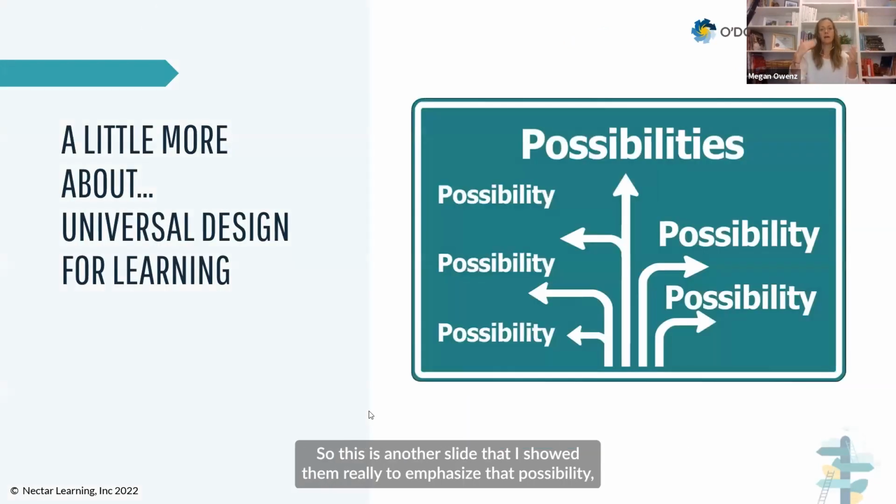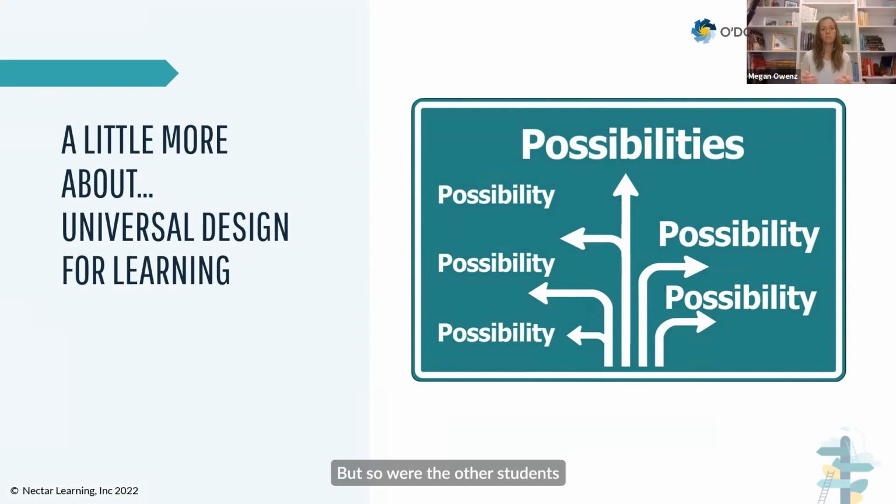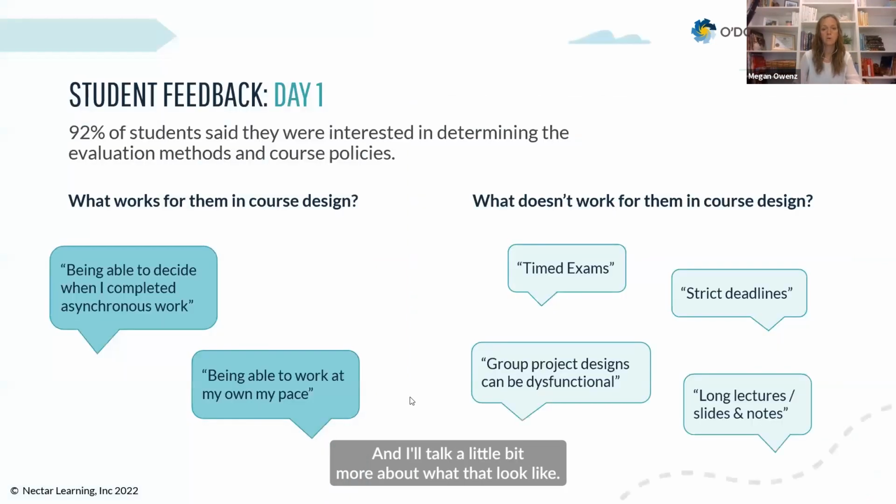So this is another slide that I showed them really to emphasize that possibility piece, because what I didn't want was my extroverted students who already felt powerful in the classroom to use this as an opportunity to argue for their way of doing things. Those students were important, but so were the other students who maybe traditional classroom design didn't work for. And so they could have possibilities. There could be a possibility in the class for an assessment that only one student took out of 20 or 30, right? And that would be okay. And I'll talk a little bit more about what that looked like.